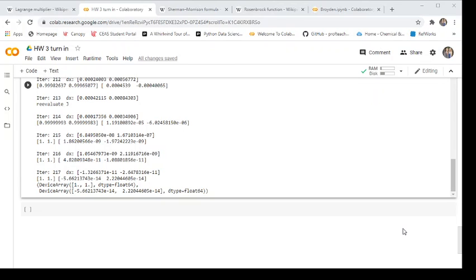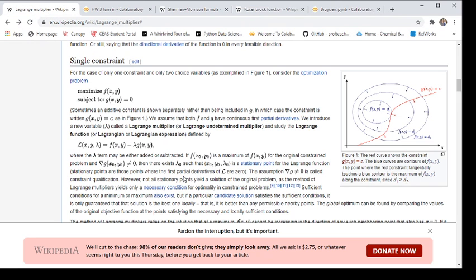Well, then we'd have three equations, our two partial derivatives and the constraint, but only two variables because our constraint is also a function of those two variables. So one thing you can do to fix this problem is to introduce a new variable called the Lagrange multiplier and then the Lagrangian. So let me pull this up.